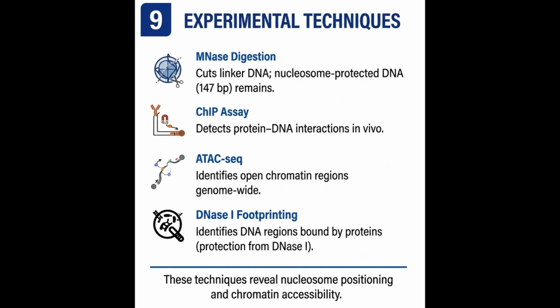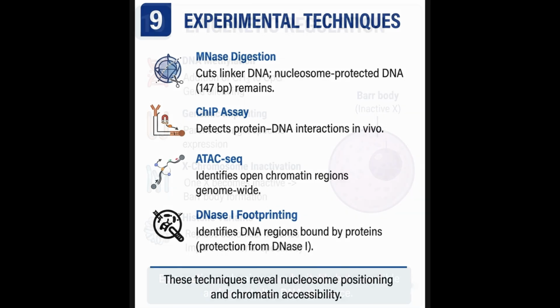Micrococcal nuclease digestion selectively cuts linker DNA and leaves nucleosome-protected DNA fragments of approximately 147 base pairs. Chromatin immunoprecipitation, or ChIP assay, detects interactions between proteins and DNA in vivo. ATAC-seq identifies open chromatin regions across the genome. DNA footprinting reveals DNA regions protected by bound proteins. These techniques provide important insights into chromatin accessibility and epigenetic regulation.